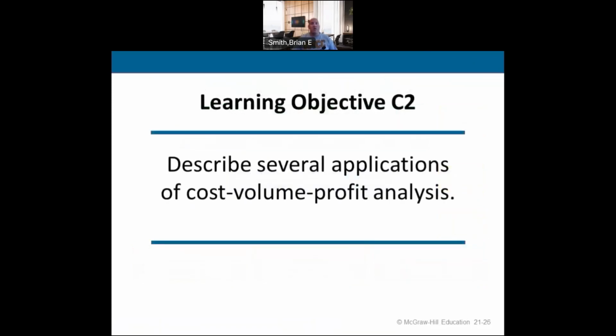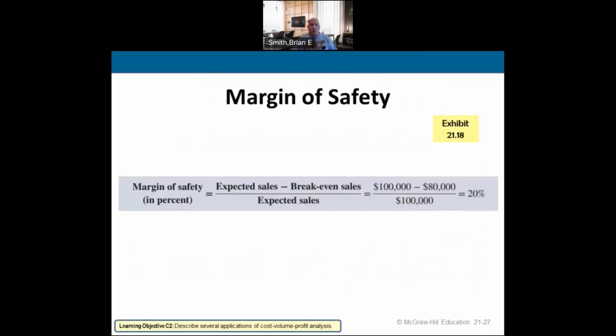All right, so how do we apply this? What do we have to do in order to use this information to our benefit? Well, we want to know what our margin of safety is. We want to do better than our break-even point.